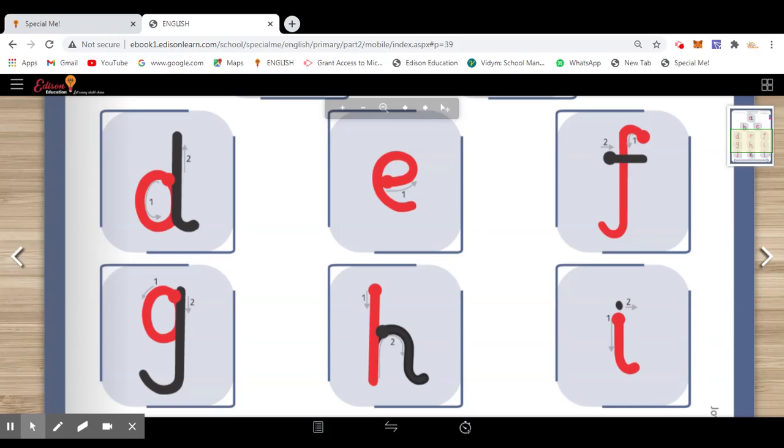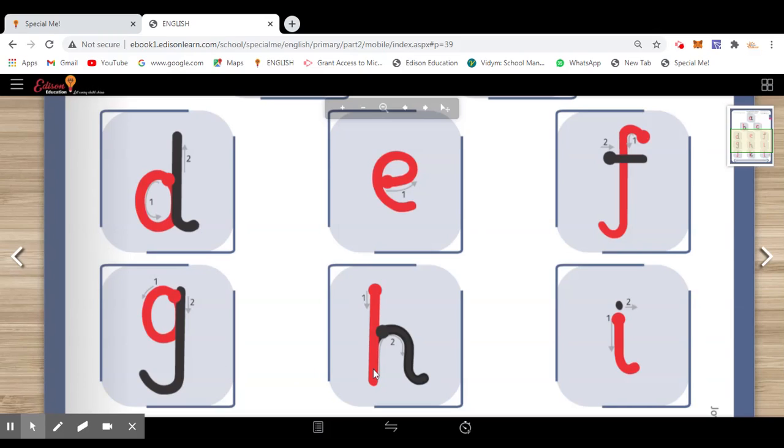So G is a phonic sound of letter G. And to make it, first of all, you have to make letter C, and then you have to make a standing line and a little curve towards the left hand side. Is it clear to you? Good. So this is a letter G, and G is a phonic sound of letter G.